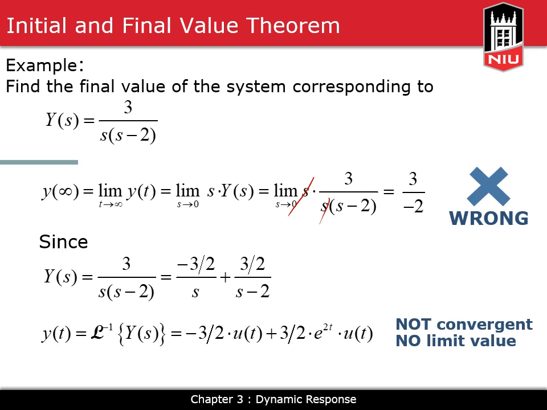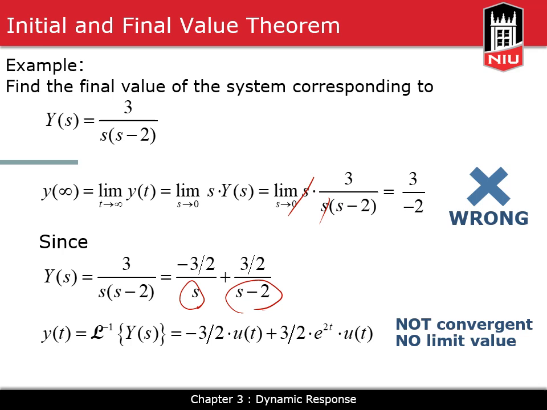Let us do the partial fraction expansion and find the inverse Laplace transform of y of s to find the reason. If we apply the inverse Laplace transform, we will have two fractions, one with s in the denominator and one with s minus 2 in the denominator. The coefficients in the numerator, c1 and c2, after doing all the calculations, we find out those are negative 3 over 2 and positive 3 over 2. So that partial fraction expansion calculation is omitted here.